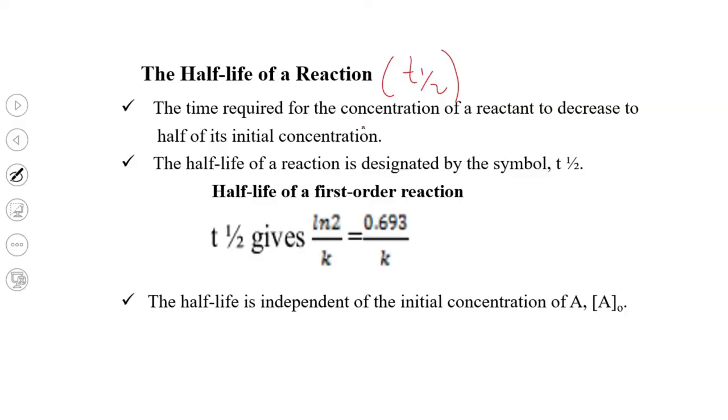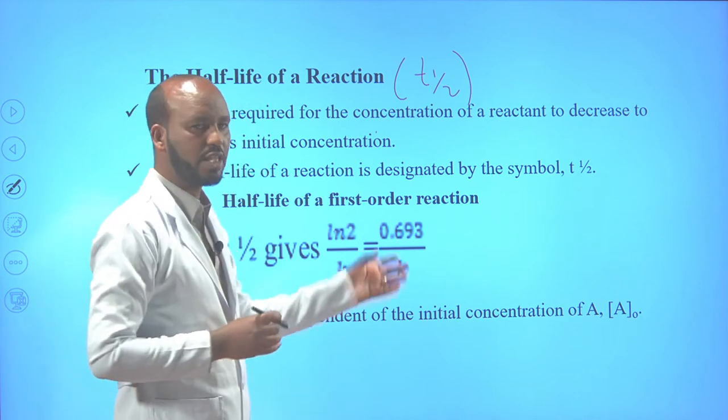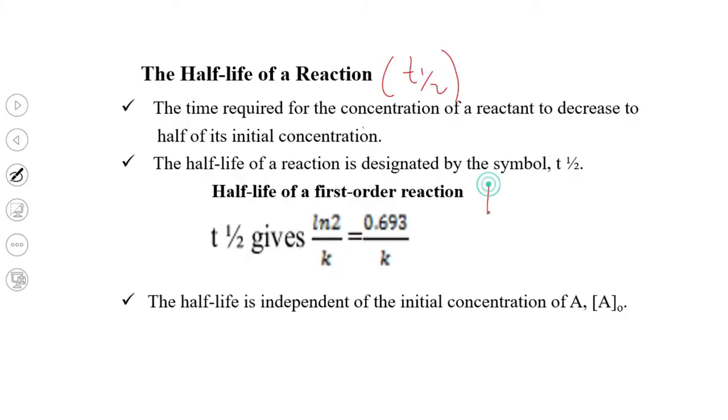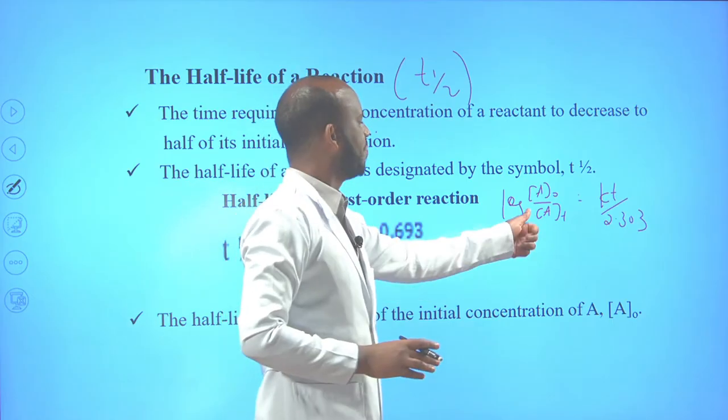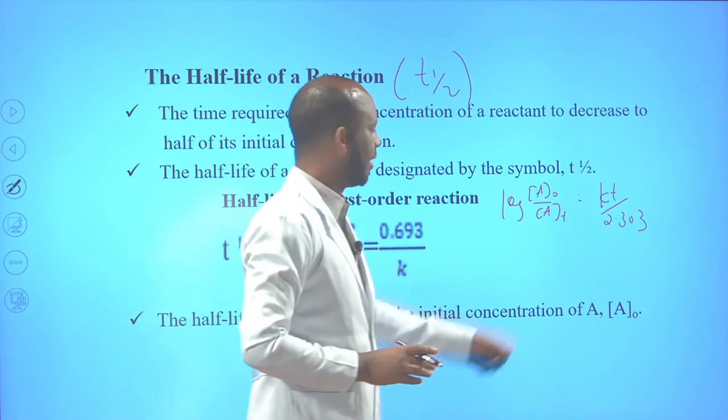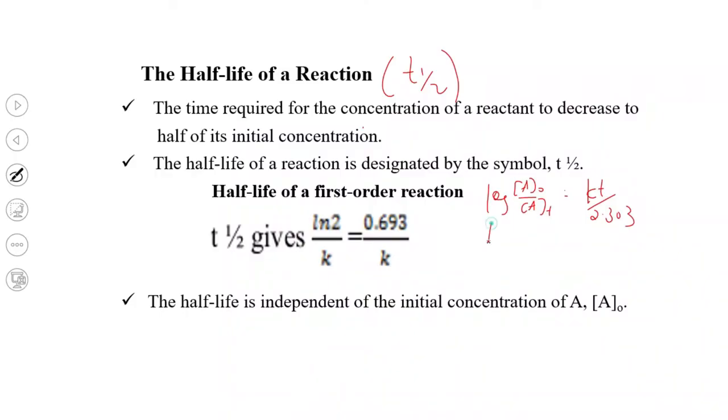Half-life of a first-order reaction. The integrated rate equation for the first-order reaction is: log of initial concentration A naught divided by concentration of A at any time t equals Kt divided by 2.303. When the concentration of A is half its initial concentration, the time is T half. Therefore, log of A naught divided by A naught over 2 equals K times T half divided by 2.303. Now A naught will be cancelled by A naught.